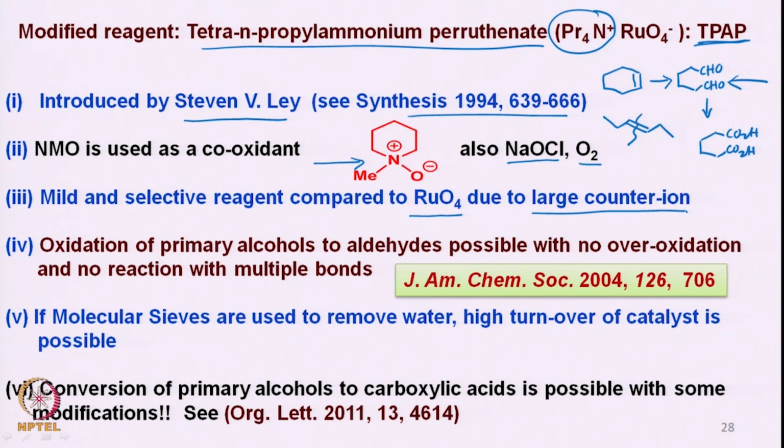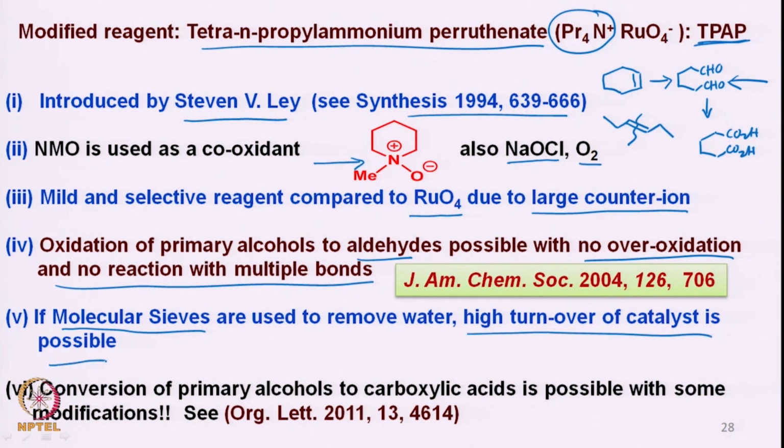So, using this, alcohols can be converted to the corresponding aldehydes with no over-oxidation or no reaction with multiple bonds. In this case, it was found that if molecular sieves are used, which are nothing but aluminosilicates, as they absorb water, to remove water, high turnover of the catalyst is possible.